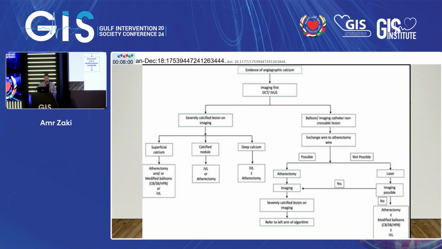I'd like this algorithm. First you start with imaging, OCT or IVUS. If there is severe calcification on imaging and it is superficial, you have the choice of balloon-based options: a cutting balloon, scoring balloon or high pressure balloon. Atherectomy can also be done, and of course you can also use IVL. If there is a calcified nodule, then IVL plus or minus atherectomy is okay. For deep calcium, the same, IVL plus atherectomy.